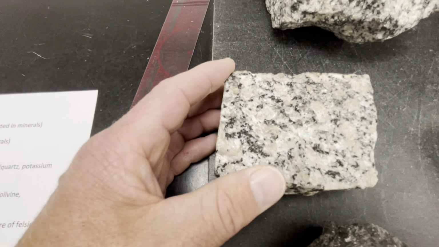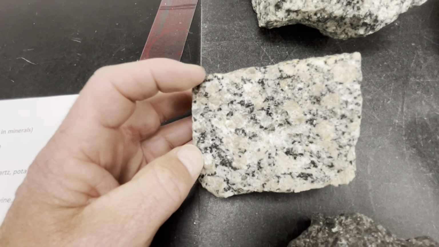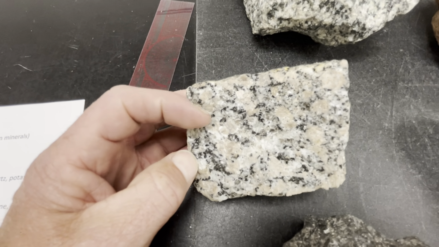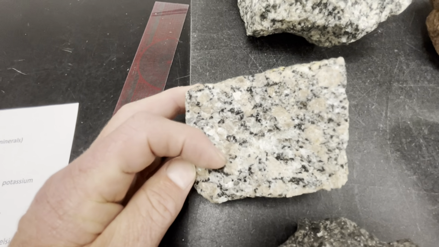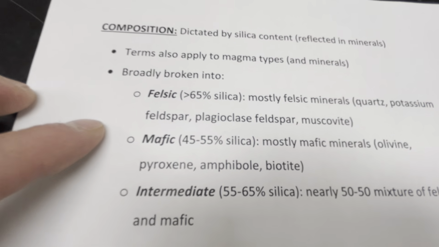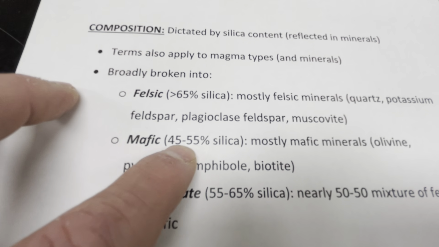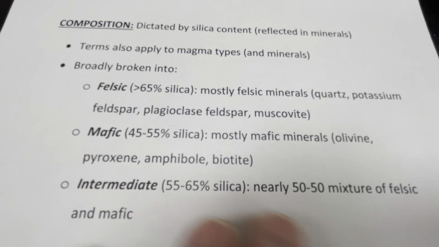So this rock, granite, is mostly made out of felsic minerals. Are there mafic minerals in here, dark minerals? Yeah, but they represent a much smaller percentage or portion compared to the felsic minerals that make up most of the rock, okay? If we look at mafic, which is at the opposite end of the spectrum, these are fairly low in silica, and they contain mostly mafic minerals, so the dark minerals.